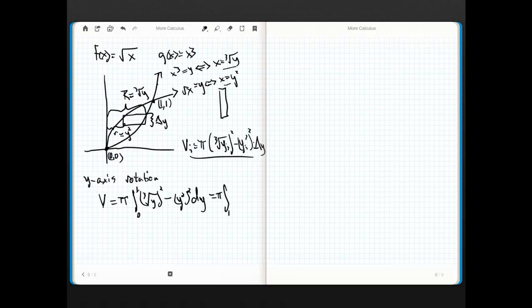So I'm going to have to rewrite this thing as the integral from 0 to 1 of, let's see, this is going to be y to the 2/3, right, minus y to the 4th dy. So this is equal to pi times, let's see, what is that? It's going to be 3/5 y to the 5/3, right? If I had to check it, I could. 5/3 minus 3/3, 2/3, that's always good, right? Minus y to the 5th over 5, from 0 to 1. So this is pi times, well, 1 to the anything is 1, right? So I get 3/5 minus 1/5, which is 2 pi/5.